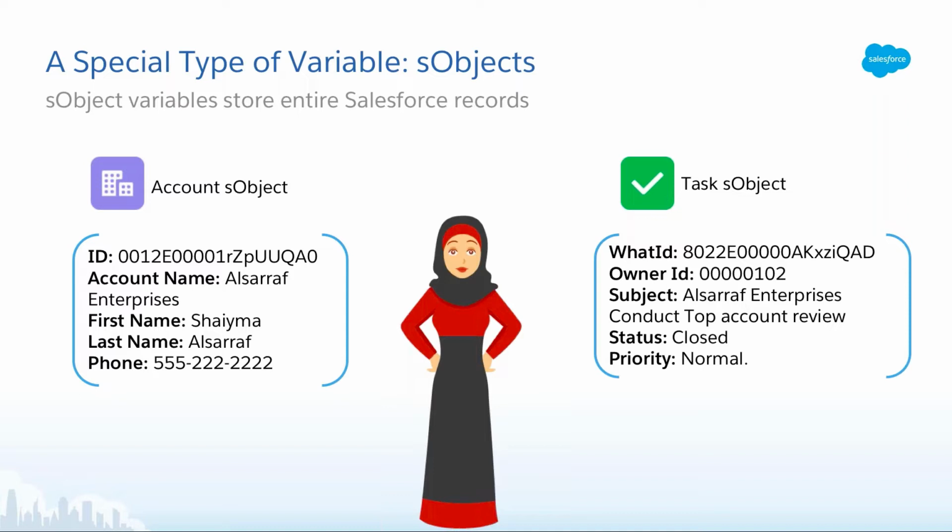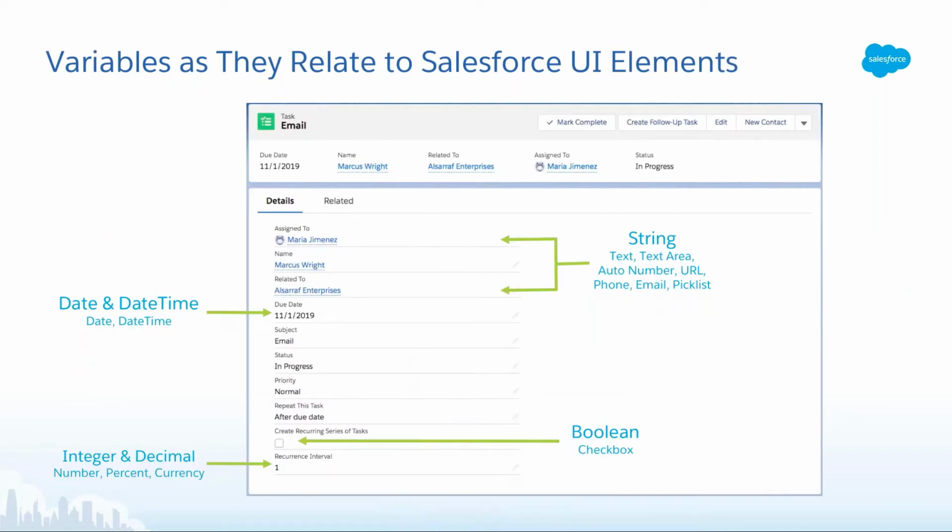You can see two different sObjects here that store different types of records. The account sObject is storing information about Ulceraf enterprises, and the task sObject is associated with that account and is holding all of the information about the task. Now we know that an sObject is a variable and that it stores an entire Salesforce record. Let's look at the variables that make up that sObject and store the data within that record.